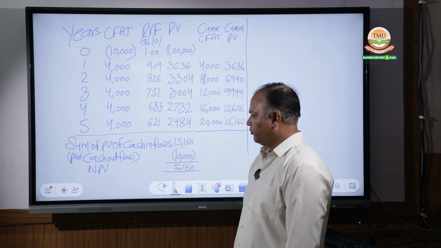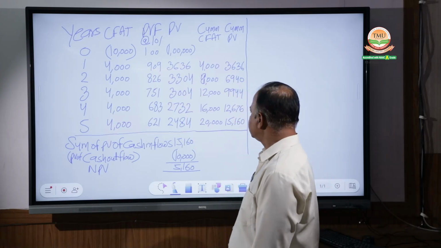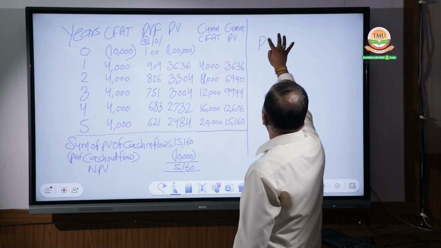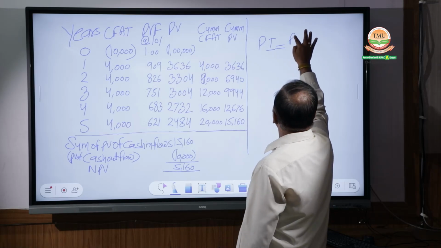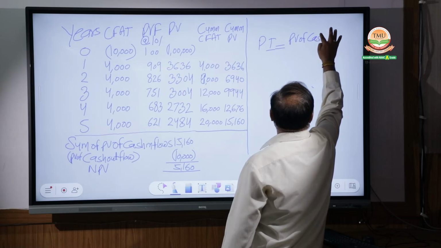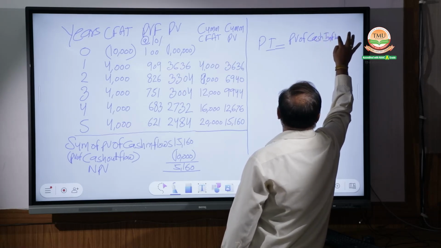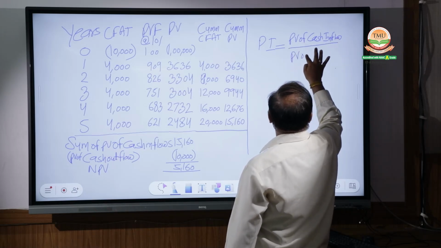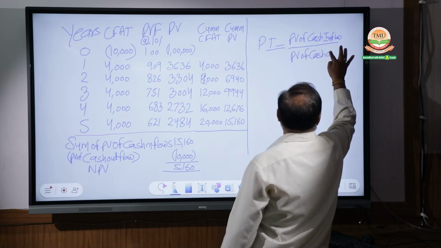Now, number 4, you have to calculate profitability index. The formula of profitability index is PI is equal to present value of cash inflow divided by present value of cash outflow.